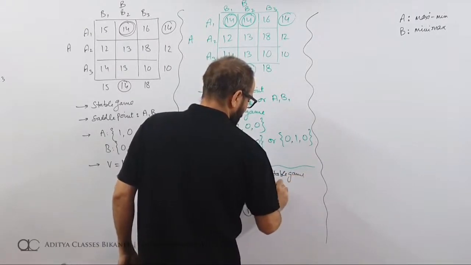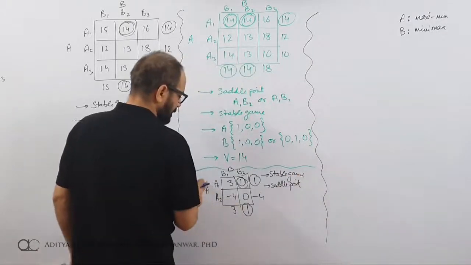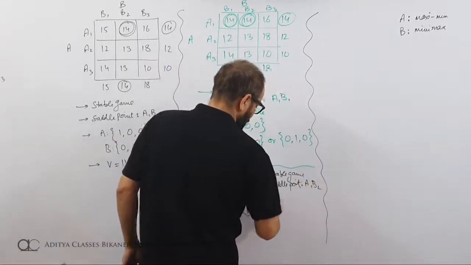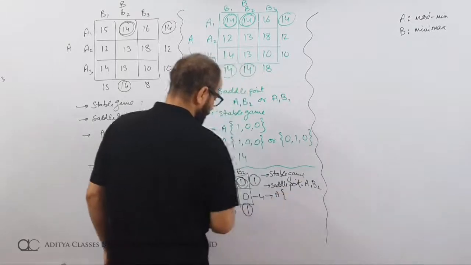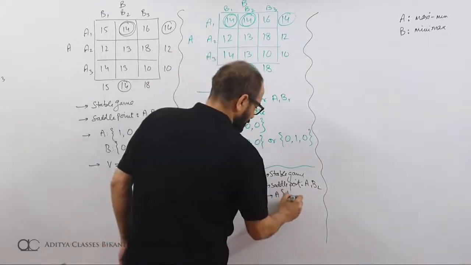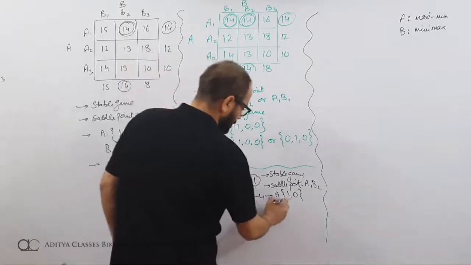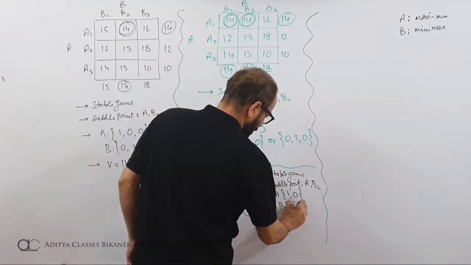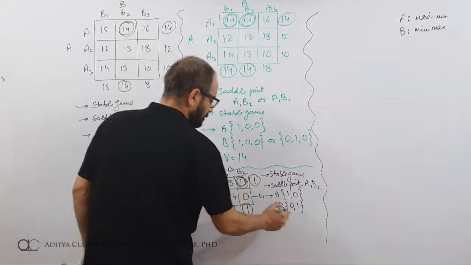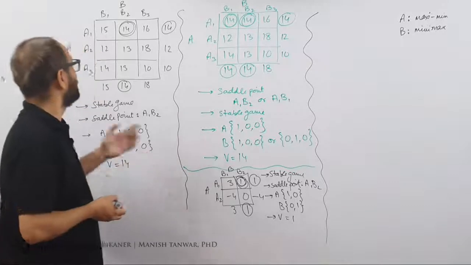Where is the saddle point? Saddle point is at A1, B2. Then strategy for A is 1, 0. 100% of the times we are going with this choice. Strategy for B is never with this, always with this. So strategy for B is never and always. And what is the value of game? Value of game is the cell at saddle point. So this was another question.